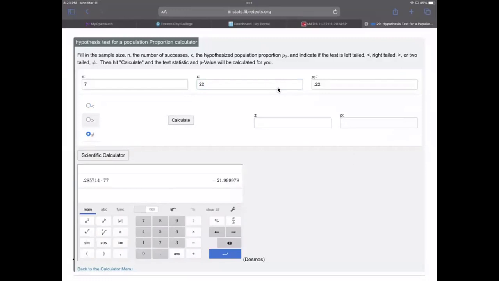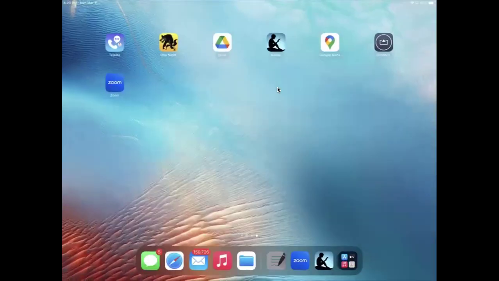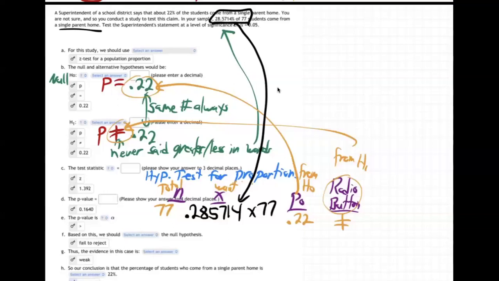So you see what I did? I multiplied and I got 22. Let me go back here and show you that real quick. This came out 21.99999, so it's 22. That's what it said. It said round it to the nearest amount. So 22. So that means 22 out of the 77 students that we surveyed came from single parent homes.